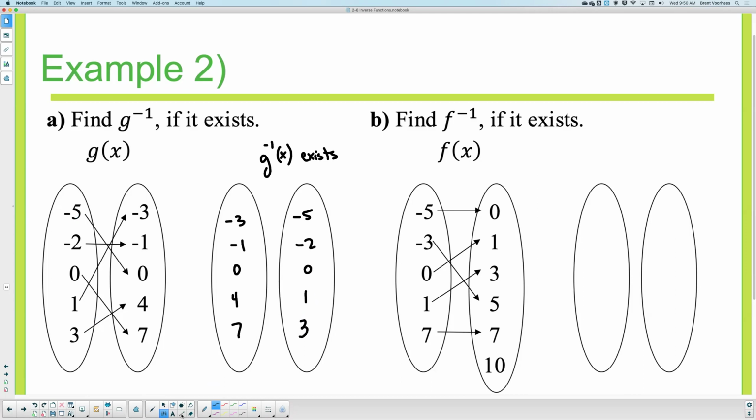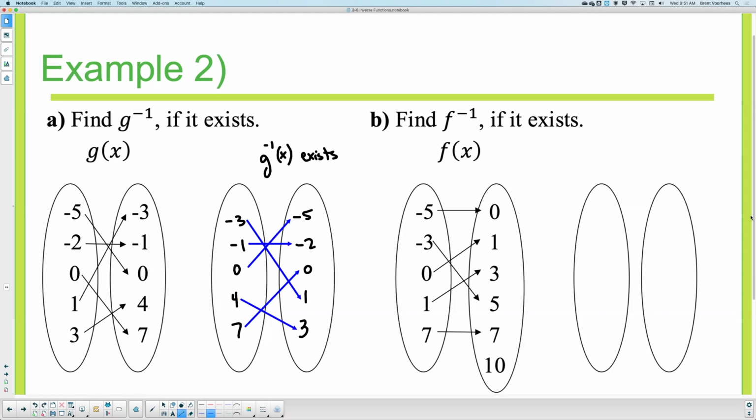But what happens with the inverse is the domain and range have become opposites. So instead of -5 mapping to 0, 0 maps to -5. Instead of -2 mapping to -1, -1 maps to -2. Instead of 0 mapping to 7, 7 is going to map to 0. Instead of 1 mapping to -3, -3 is going to map to 1. And finally, instead of 3 mapping to 4, 4 is going to map to 3.